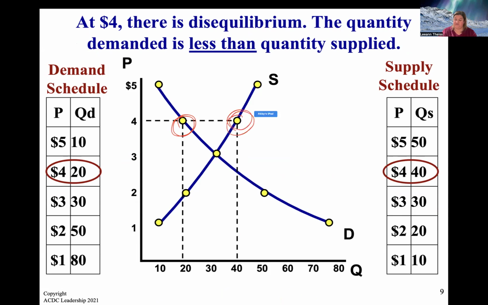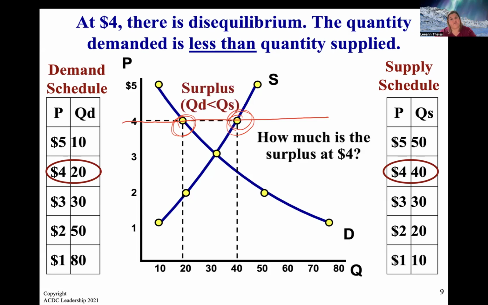And at this point over here on the supply curve, again at $4, you have suppliers saying, yeah, sure, we'll supply 40 units for $4. We love that price. But do the consumers love that price? No, they don't. And so what happens when we set the price at 4, then the quantity that's being supplied is greater than the quantity that's being demanded.